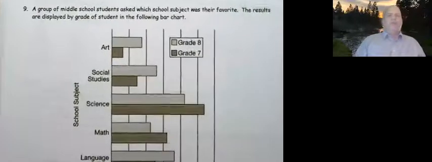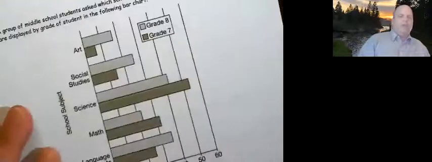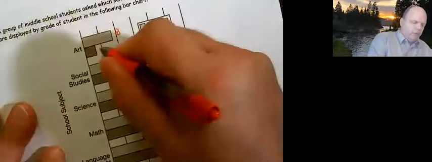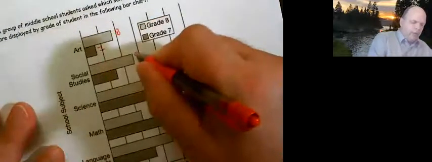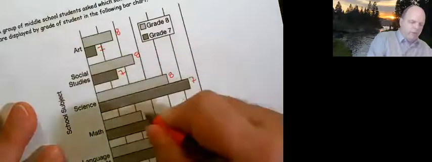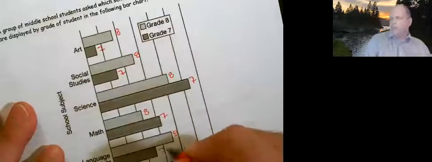A group of middle school students were asked which school job was their favorite. The results are displayed by grade in the following bar chart. And I'm just going to tell you, this confuses me a little bit on this one, so I'm going to label these just to help myself out. This is 8th, 7th, 8th, 7th, 8th, 7th, 8th, 7th, 8th, 7th.